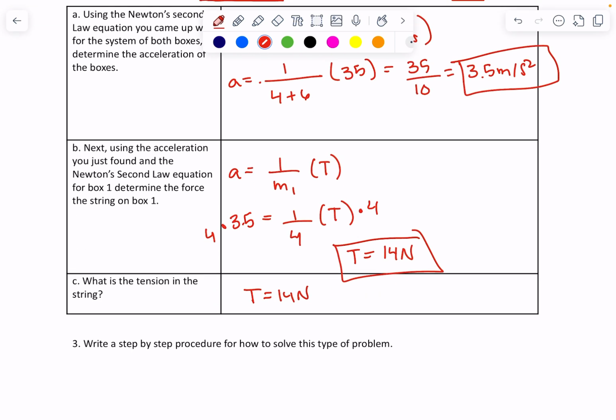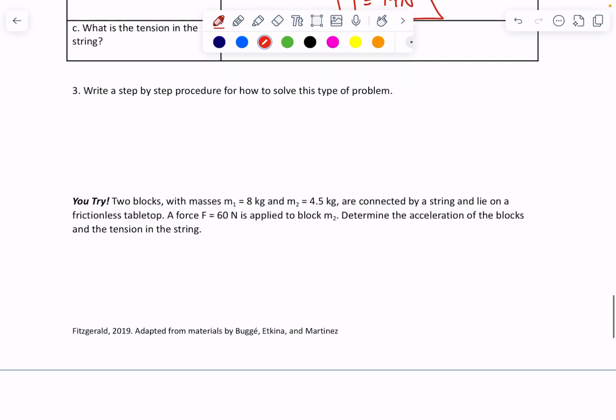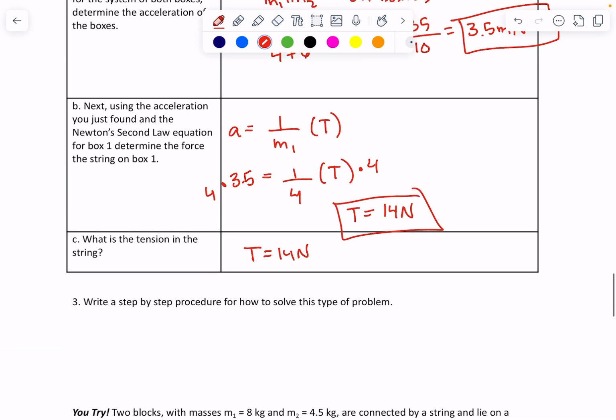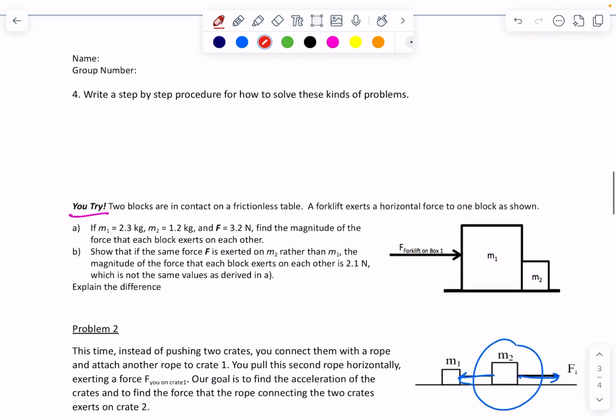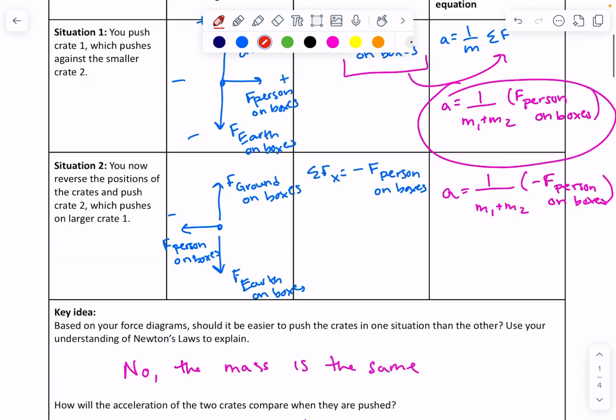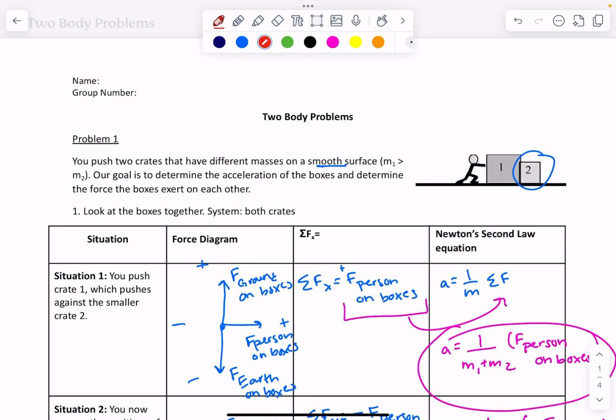From here, you can write a step-by-step procedure on how we solve this kind of problem with tension, and then solve a similar problem. The key ideas in any of these two body problems are to look at your objects together as one system and then look at them individually. You make force diagrams, force statements and acceleration statements using Newton's second law, and then you can add in your numbers and solve from there.